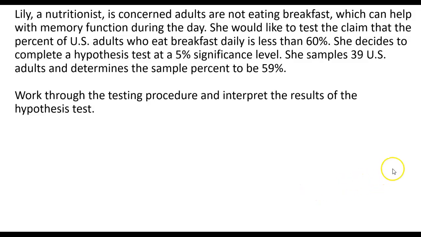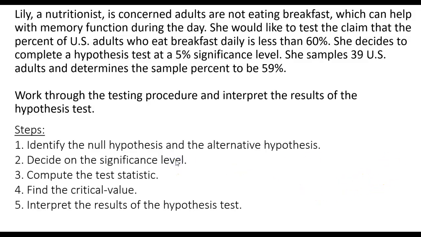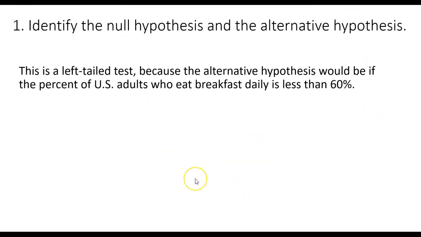Let's revisit those steps. So first, we're going to identify the null and alternative hypothesis. We'll then decide on the significance level. We'll compute the test statistic and use that then with the critical value to interpret the results of that hypothesis test. So let's go ahead and work through those 5 steps. First, the null and alternative hypothesis.